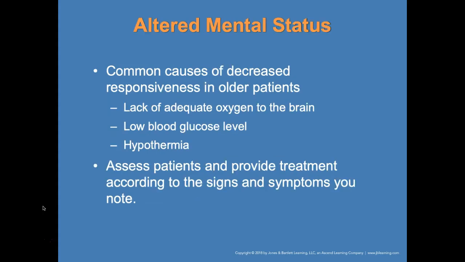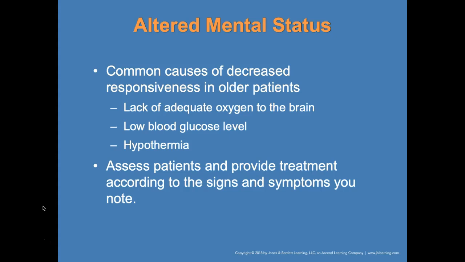So our older patients are quite often altered. Some of the common causes of decreased responsiveness in older patients are going to be lack of adequate oxygen to the brain, low blood glucose levels, or hypothermia. We need to assess these patients and provide transport according to the signs and symptoms you note.